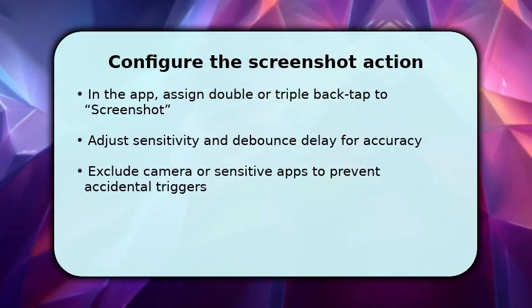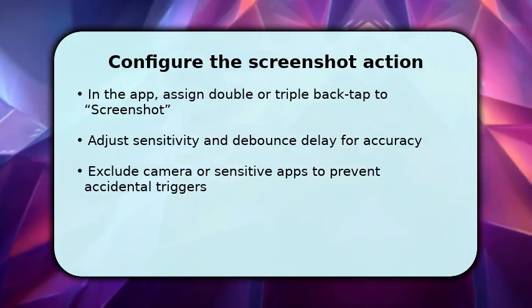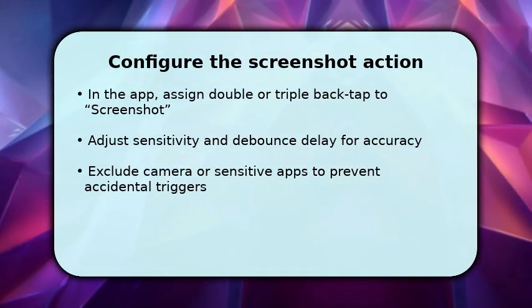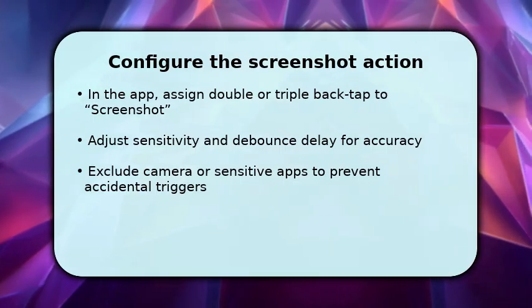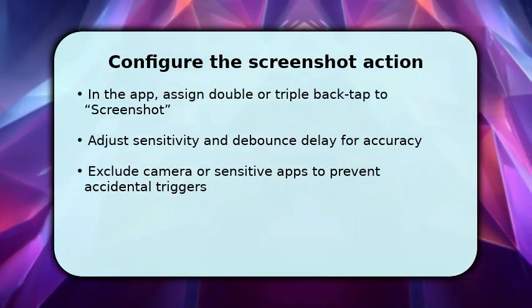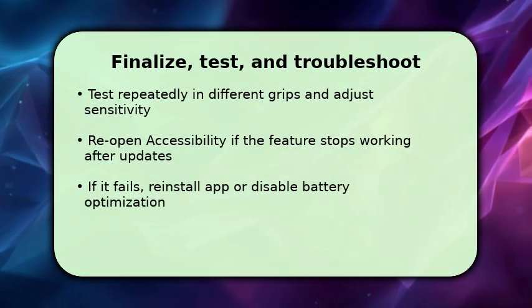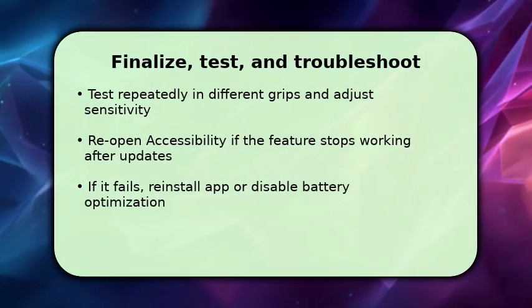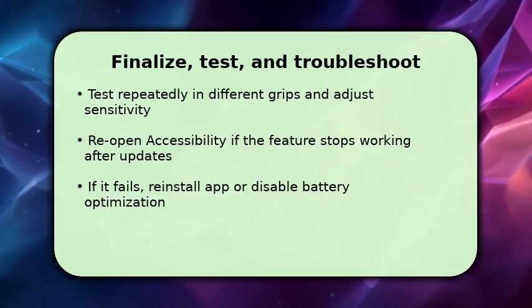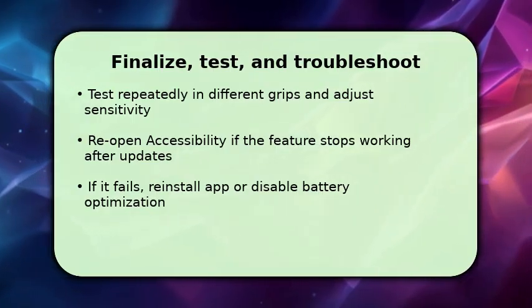Also add app exclusions for camera or banking apps to avoid accidental captures. Once done, test with short, deliberate taps while holding the phone naturally to confirm the right cadence. Now perform multiple full tests. Capture screenshots in portrait and landscape grips, checking the gallery for results.